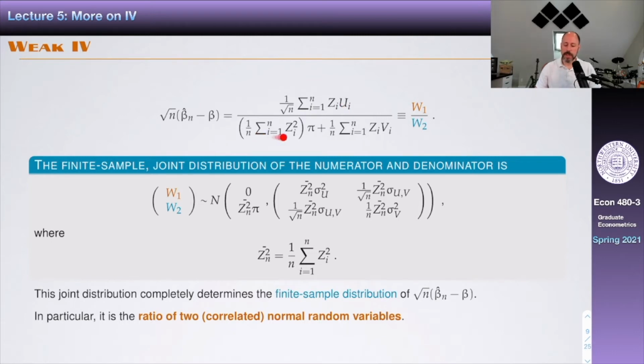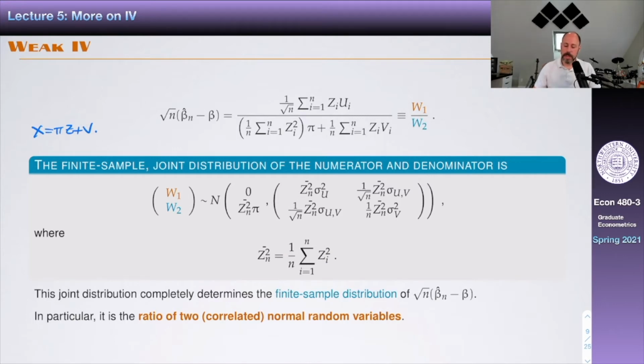And then I'm going to replace x in the denominator. Remember that x here was pi z plus b. So I'm going to replace x by that. And so the denominator becomes the average of c squared times pi, plus the average of z times b. And I'm going to denote by c bar squared this average of c squared moving forward.